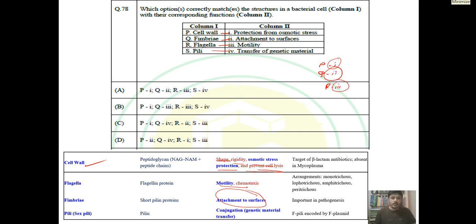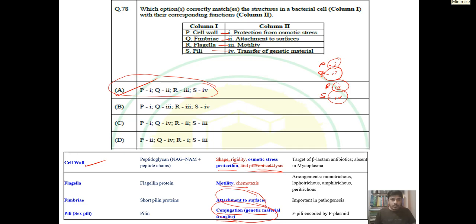And if we see the functions of the pili, pili is specifically related to conjugation, or particularly genetic material transfer. So its function is related to genetic material transfer or conjugation. So that's why S matches with 4. So the corresponding order of the correct matches is P1, Q2, R3, S4. So this is the correct answer for this question.